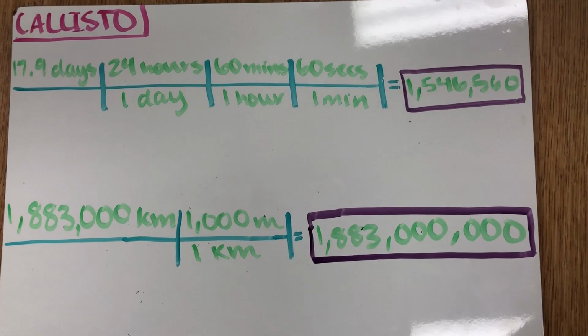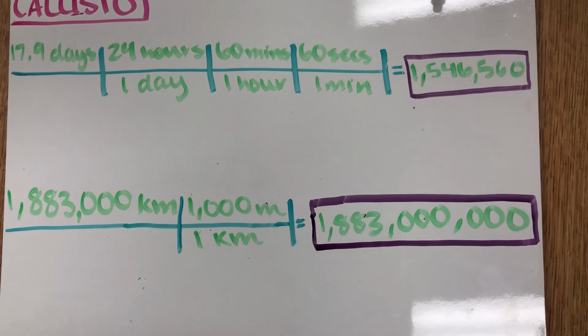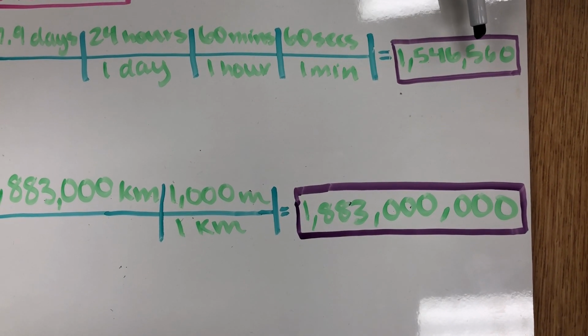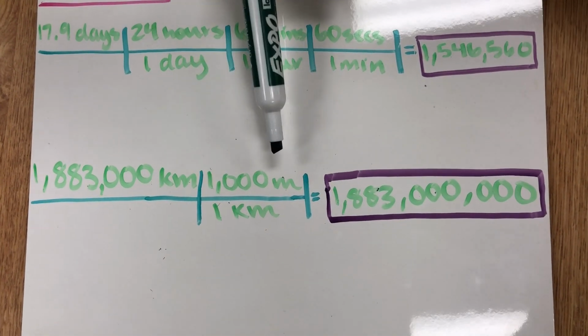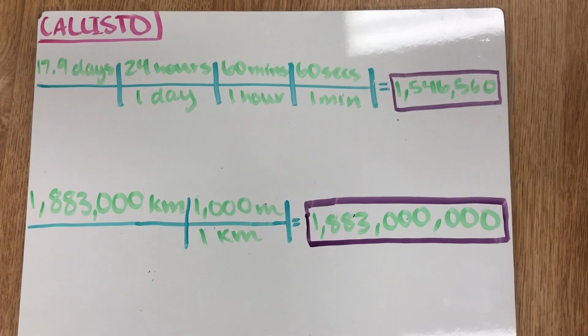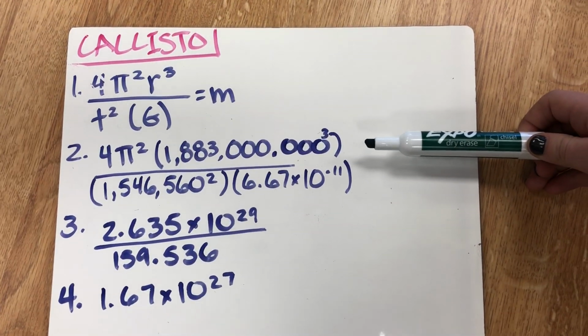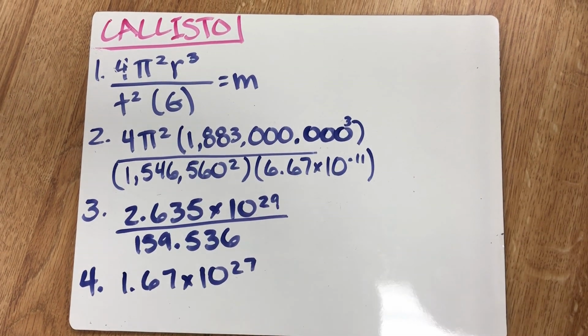For our final one, we just repeated the same process. This time it was 17.9 days converted down to seconds. We then took the kilometers and converted it to meters to get that final answer. We just plugged in the numbers, repeating the same process, multiplying the top and multiplying the bottom to get this final number.